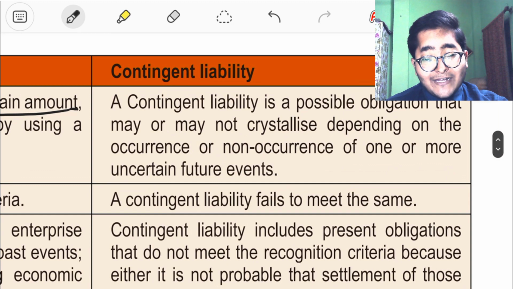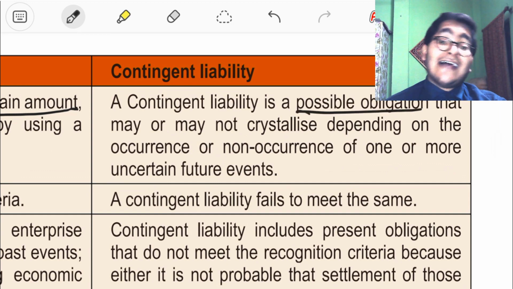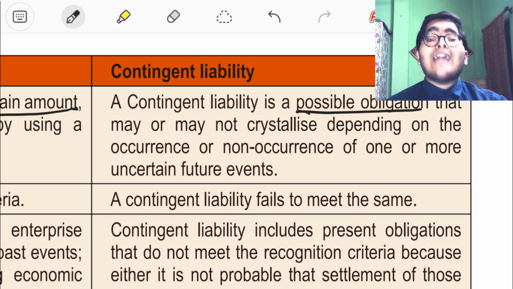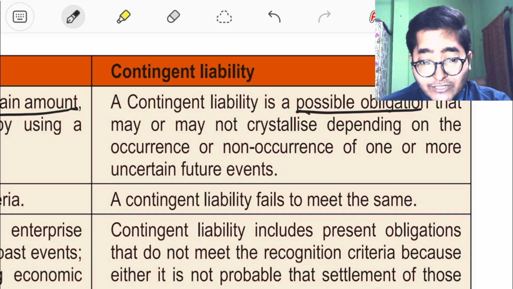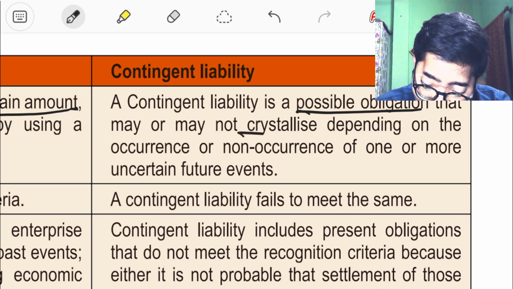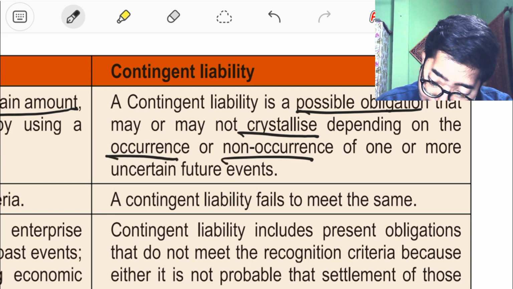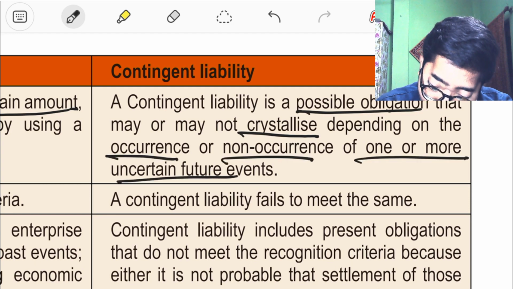Now contingent liability. Contingent liability is a possible obligation. As we have learned earlier, contingent liability is a possible obligation that may or may not crystallize, that is may or may not occur, depending on the occurrence or non-occurrence of one or more uncertain future events.